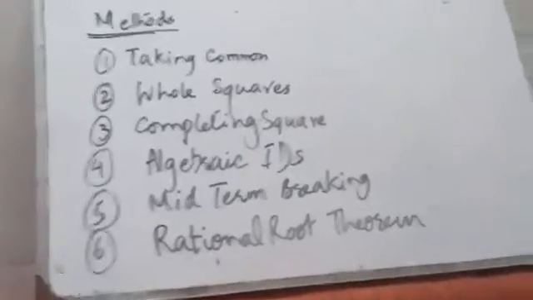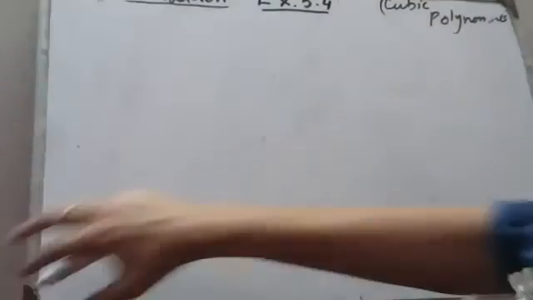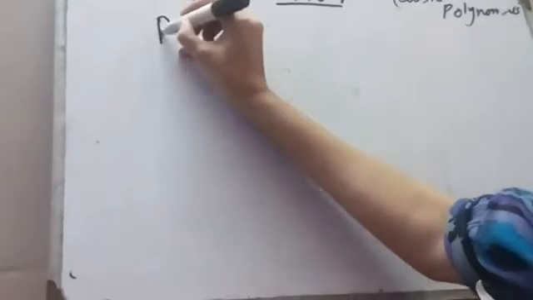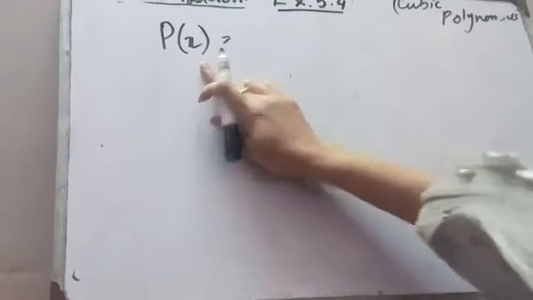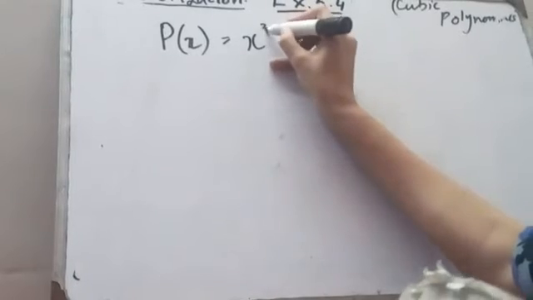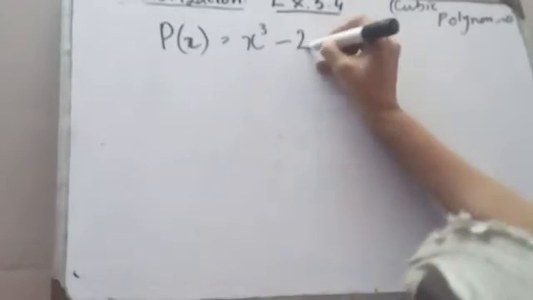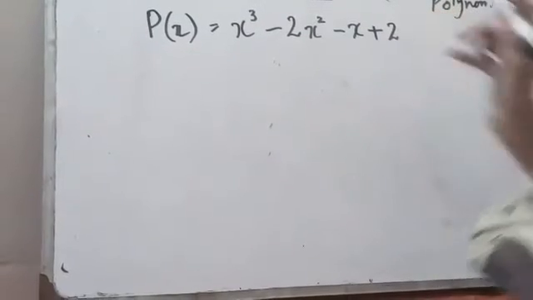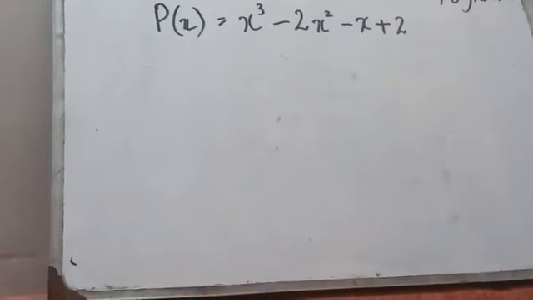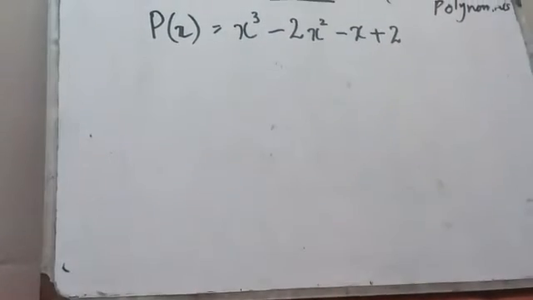Okay, let me explain this theorem by solving question number 1 of exercise 5.4. We have a polynomial, and you remember a polynomial is always denoted by capital P, and P(x) means polynomial in terms of x. We have a cubic polynomial x cubed minus 2x squared minus x plus 2. This is a cubic polynomial, and how can we apply the rational root theorem?